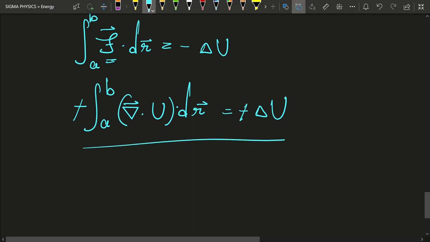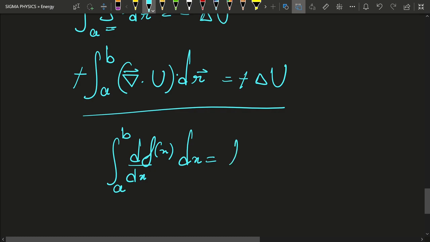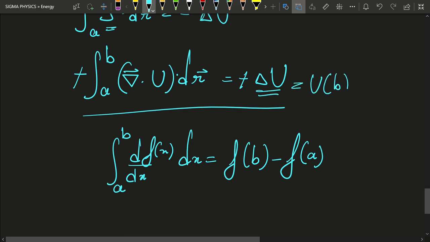Now, I want you to notice a very interesting similarity between the del operator and the derivatives. Let's say we have the integral of d by dx of some function f of x, and this integral goes from a to b dx. Then we know that this is equal to f of b minus f of a. And that is what delta u is, right? It is u of b minus u of a. That is what the change in potential energy is.